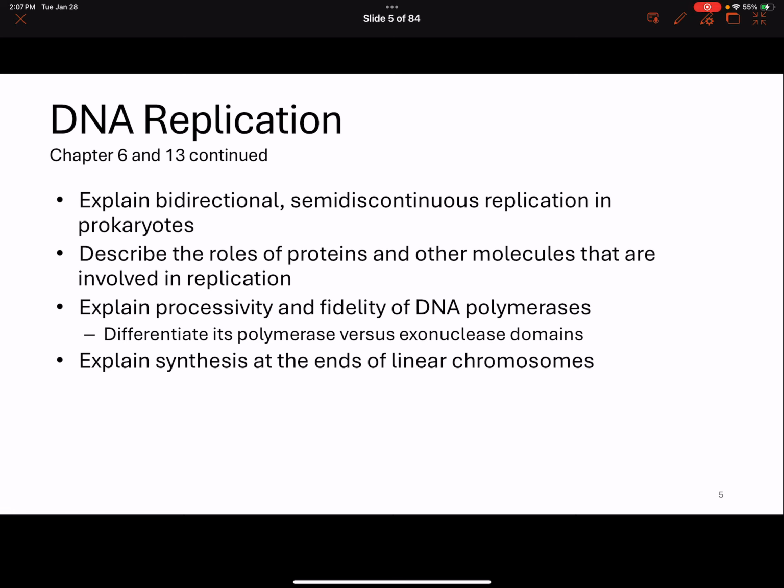We're going to do some comparisons between prokaryotes and eukaryotes so that you can get a sense for the diversity and also the conservative nature of DNA replication across all organisms. And then we'll talk through some of the details of the proteins and molecules that are involved in the replication process. Then there are some examples at the end where we'll go into a little more detail about how mutations are fixed, how polymerase activity handles the ends of chromosomes and things like that.